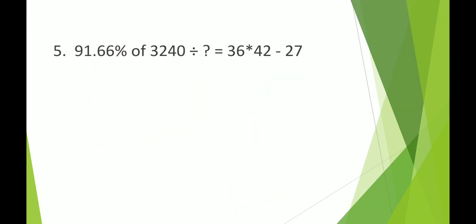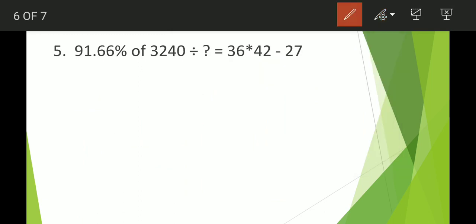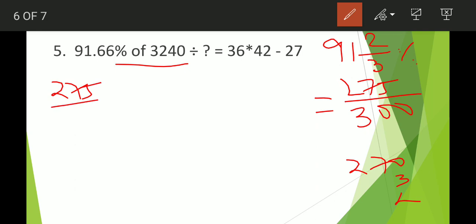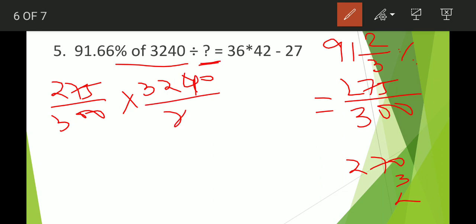Now let's move on to our last question for this video. It is given that 91.66% of 3240. Now this 91.66% can be written as 91 2/3%. So from the previous one we can solve it as 275 over 300. If we remove the percentage, this can be written as 275 over 300 into 3240. In this case also I'm writing this question mark as x.